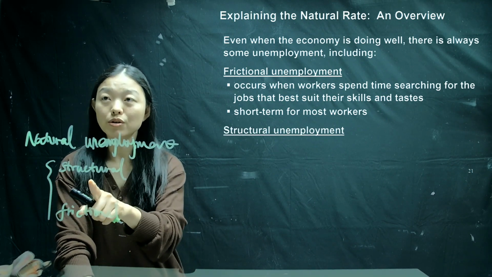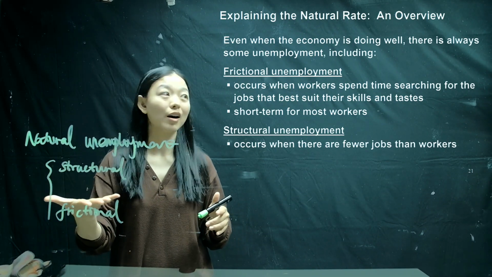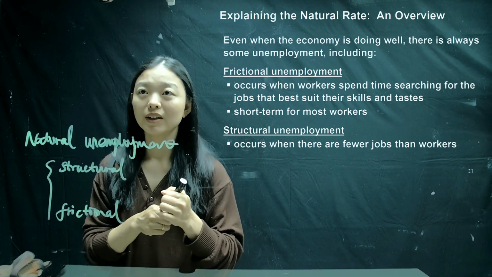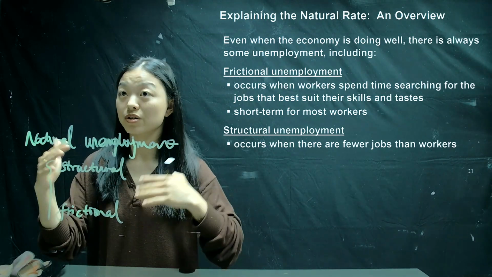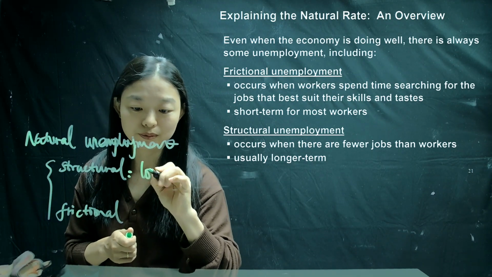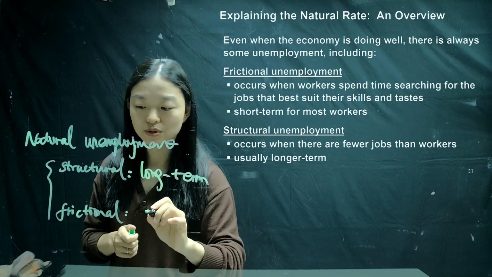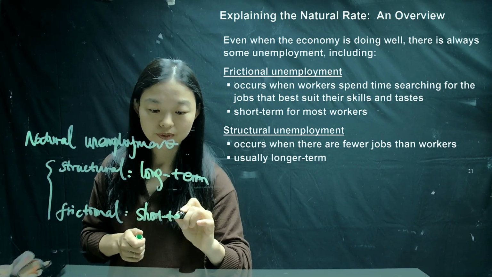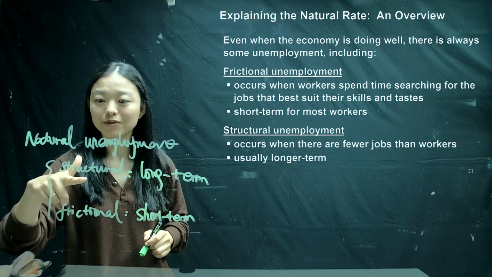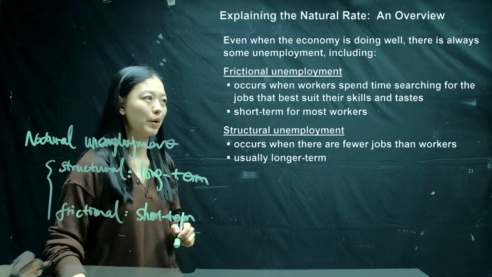Structural unemployment comes from there being fewer jobs than workers, and it always comes from the labor market demand and supply, and the wages. So usually structural unemployment will be long term. We will talk about some examples of structural unemployment later. In the short term, frictional unemployment is easy to tackle. However, structural unemployment is a little bit hard for the government to tackle.